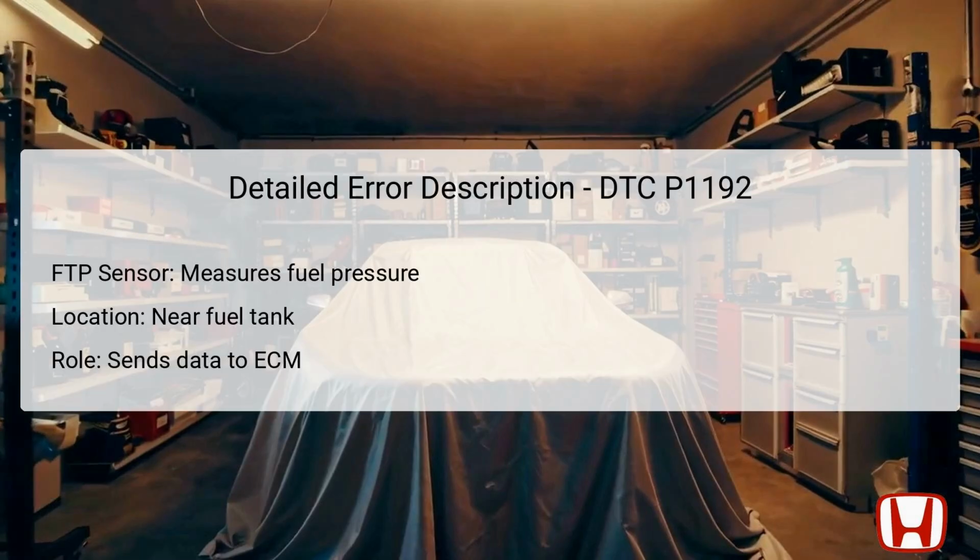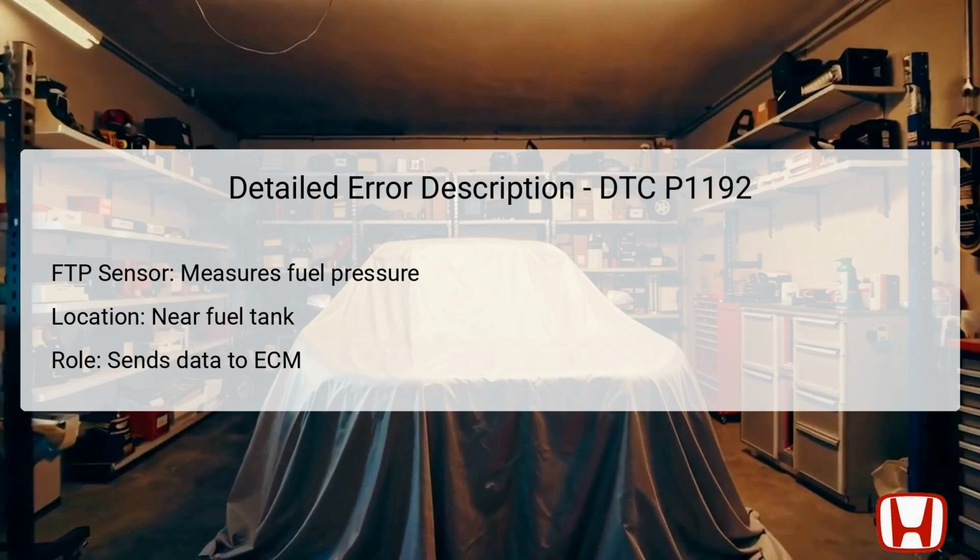The fuel temperature pressure (FTP) sensor is a critical component in ensuring that the engine operates effectively. Its primary function is to measure the temperature and pressure of the fuel, sending these vital readings to the engine control module, ECM. Located typically near the fuel tank, the FTP sensor plays a vital role in fuel management systems, helping to adjust fuel delivery based on the sensor's readings.